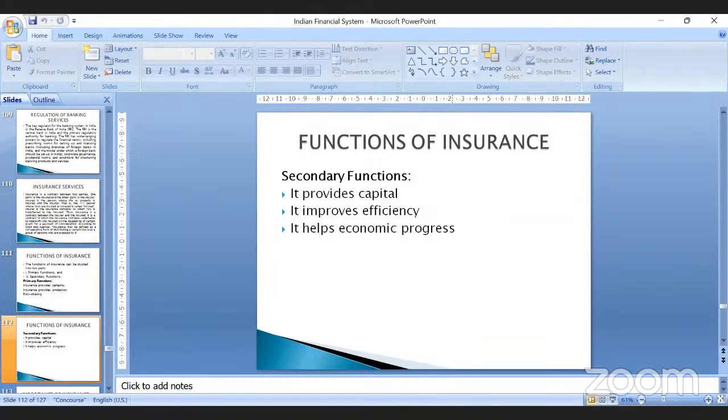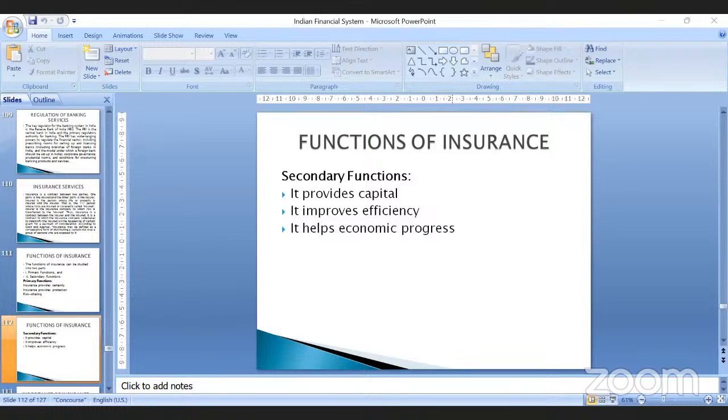There are some secondary functions that insurance provides. Insurance results in providing capital. See, it is also viewed as an investment avenue. What are you doing under investment? You are putting your money in some instrument which gives you return or interest somewhere. So insurance can also be treated as an investment option, or a capital option. It helps in capital formation in the economy.